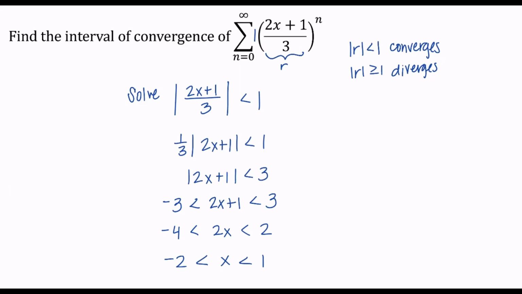We know what happens when the absolute value of r is greater than or equal to 1, the geometric series diverges. So they are not included. We're going to keep them as just less than. And so this is the complete interval of convergence. And we can leave it in this inequality notation, or if we want to turn it into interval notation, then we could write x values in open parentheses -2 to 1.